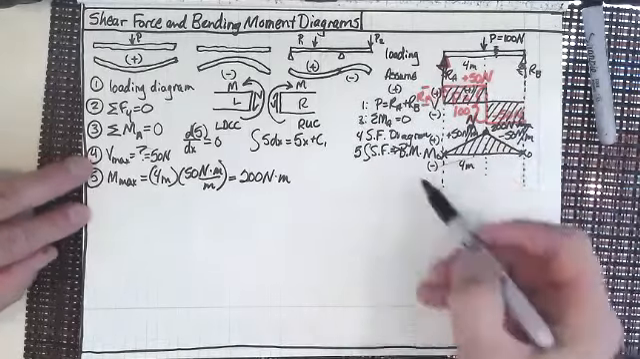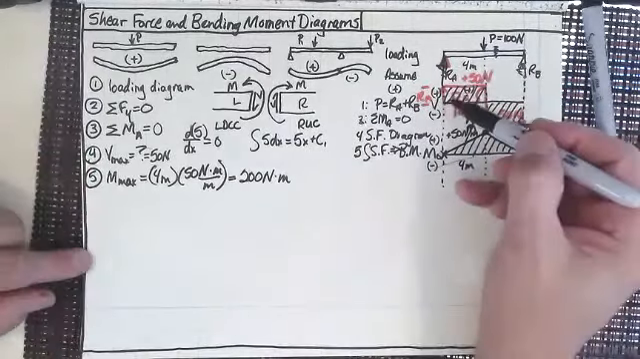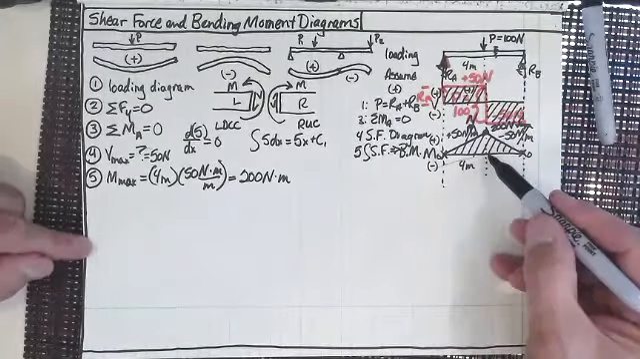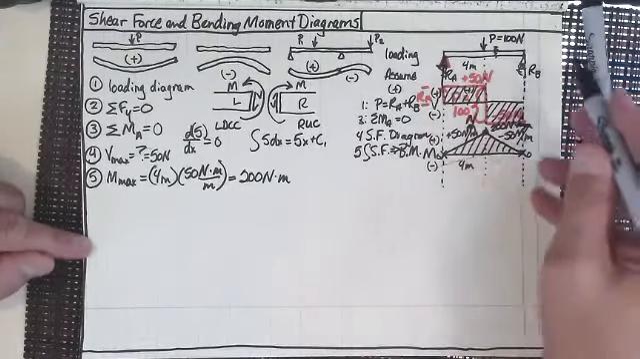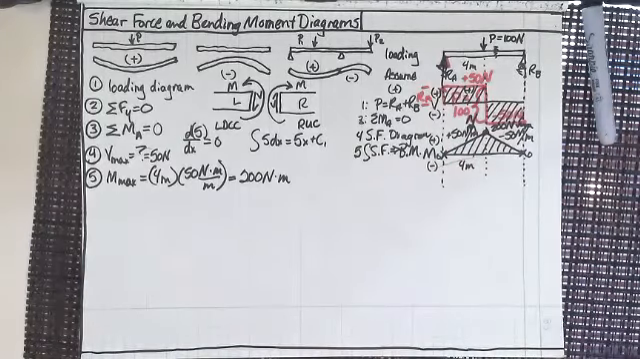Does everyone see how I've done my shear force and my bending moment diagram for this very simple of all problems, where I just have a simply supported beam with a loading in the middle, right? You couldn't get any more simple than that.